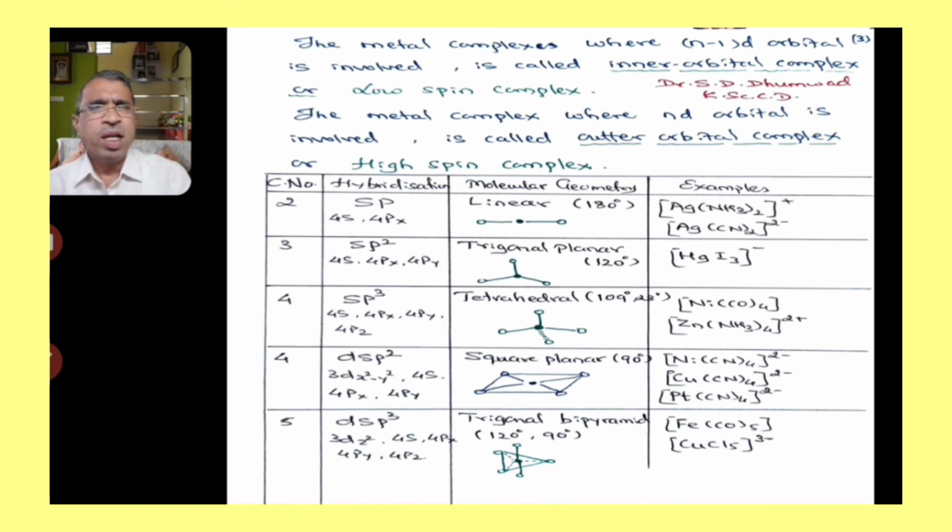Complexes with coordination number 5 are very rare, and here the 3d z square, 4s, 4px, 4py, 4pz orbitals are involved in the hybridization, giving trigonal bipyramidal geometry with bond angles of 120 degrees and 90 degrees. Examples are iron pentacarbonyl as well as pentachlorocuprate(II).